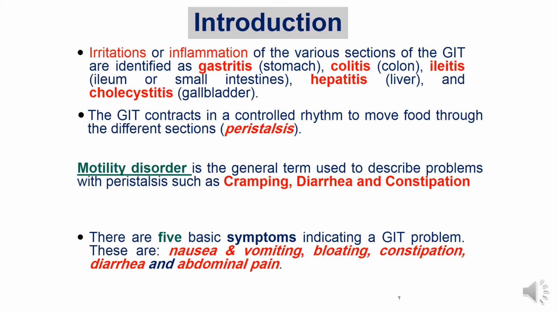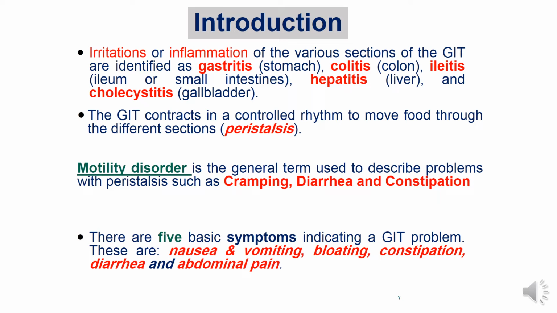The GIT normally contracts in a controlled rhythm to move the food through the different sections. This movement is called peristalsis. When there is a disorder in this peristalsis, this is called motility disorder. It is a term used to describe problems with peristalsis, such as cramping, diarrhea, and constipation.